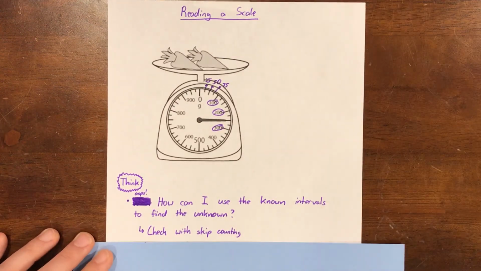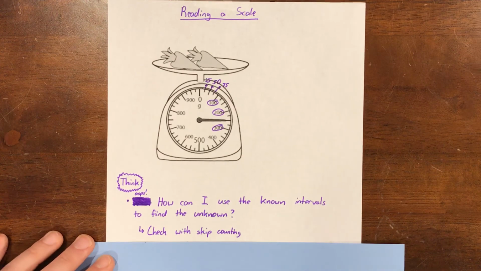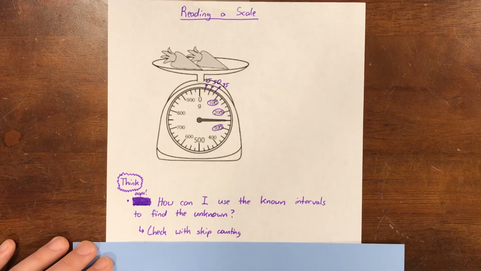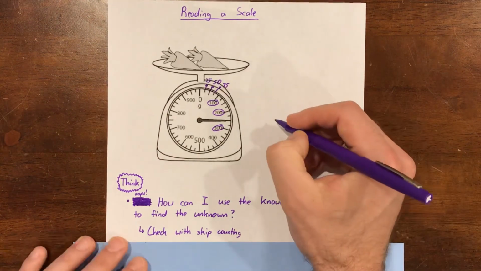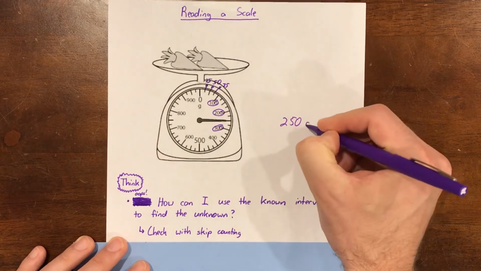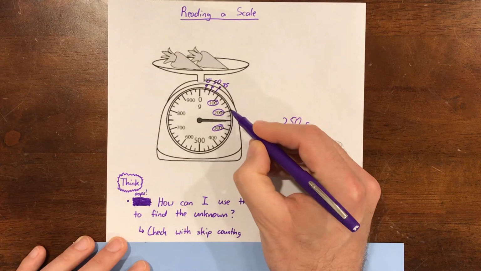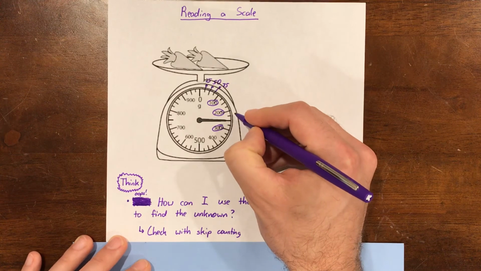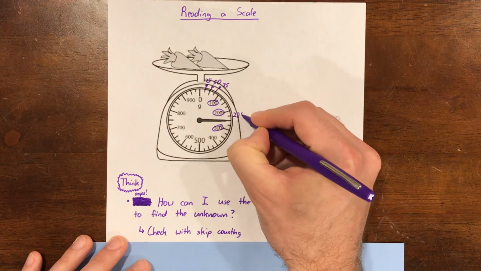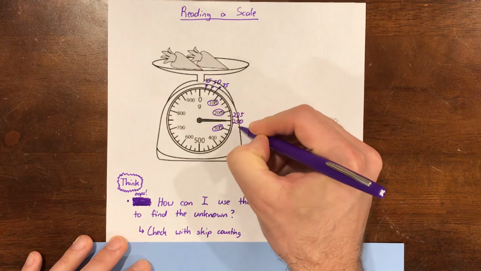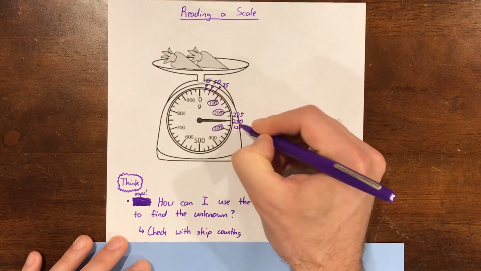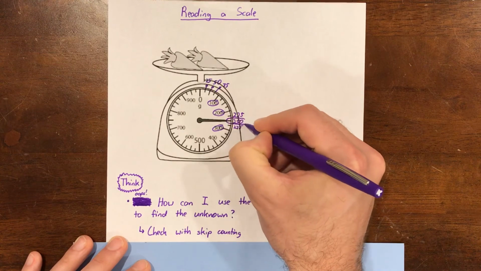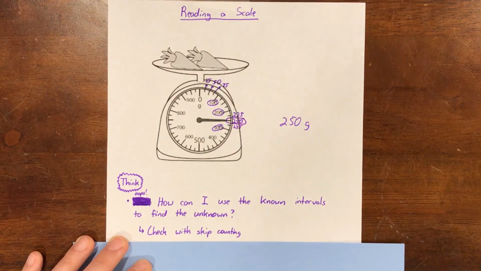What is the weight of our carrots? How do you know? Say it out loud. Sure, it's 250 grams, right? Our arrow is pointing right halfway between 200 and 300, and we could even check with our skip counting by 25s. So we'd have 225, 250, 275, 300. We are right there, 250.